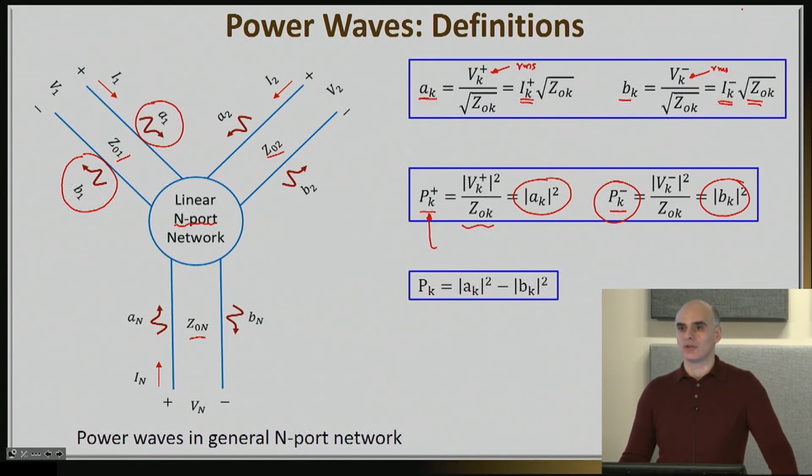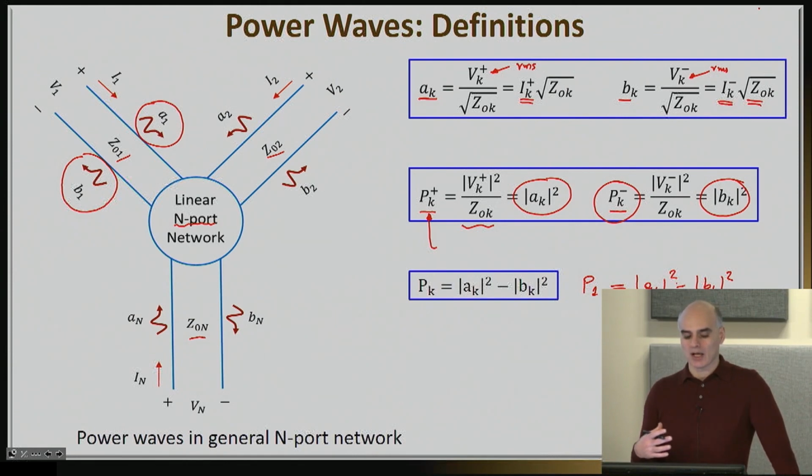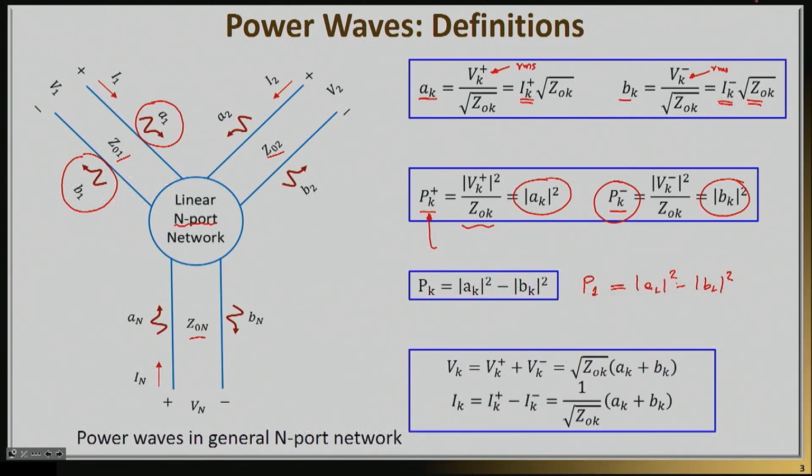If you really want to know how much power is absorbed by this network from any given port, all you have to do is subtract B from A. Specifically, if we're looking at the power that the network is absorbing through port 1, all you have to do is take the incident power into that port, which will be equal to A1 square, and simply subtract the reflected power from that port, B1 square. Of course, the same calculation can happen in any other port.